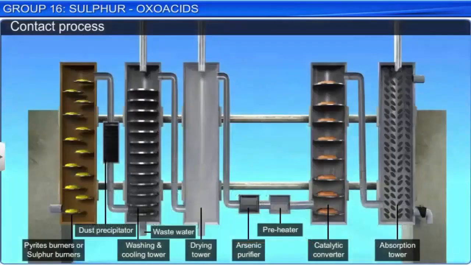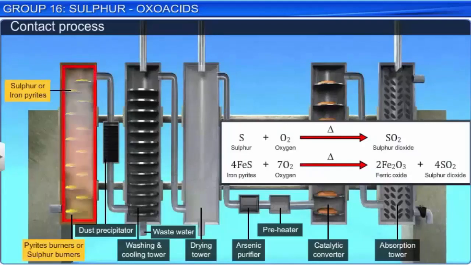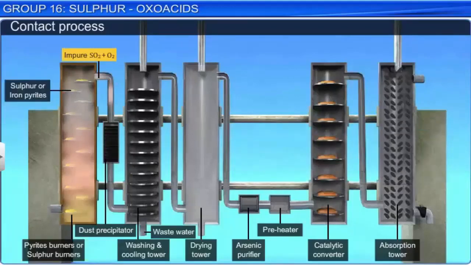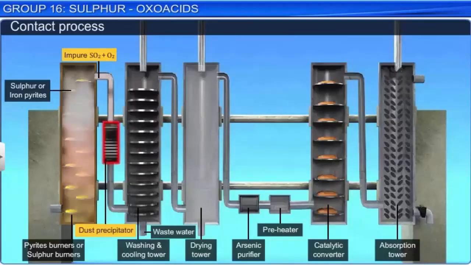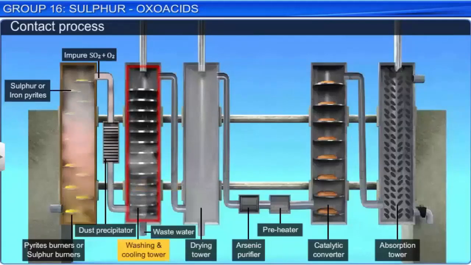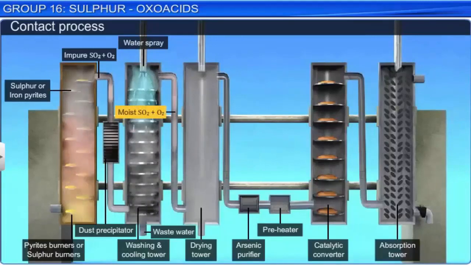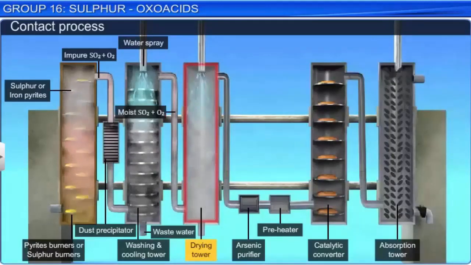The sulfur or iron pyrites are burned in the sulfur burner to produce sulfur dioxide. The impure sulfur dioxide and oxygen gases from the sulfur burner are passed into the dusting tower where the dust particles are removed by settling down. The purified gases are now passed into the washing and cooling tower. Here, the gases are cooled and washed. The moist gases from this tower are passed into the drying tower. The gases are dried by a spray of concentrated sulfuric acid.